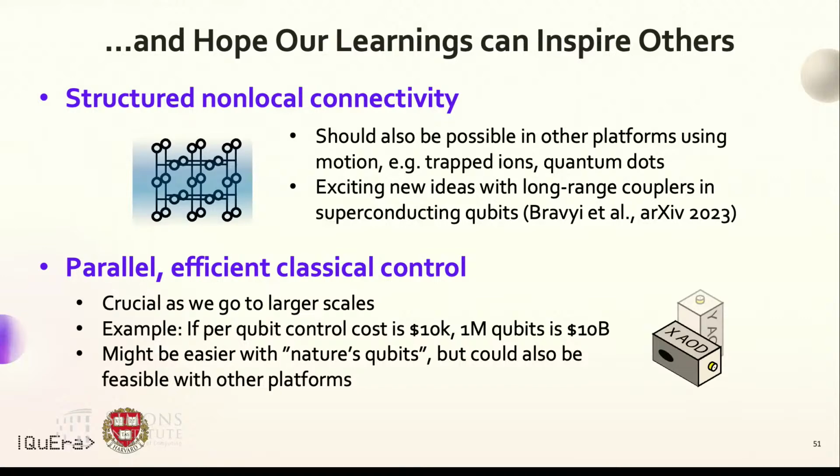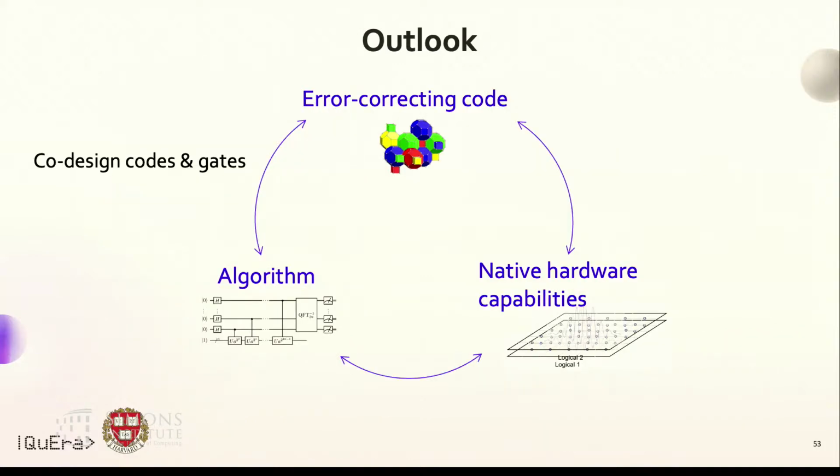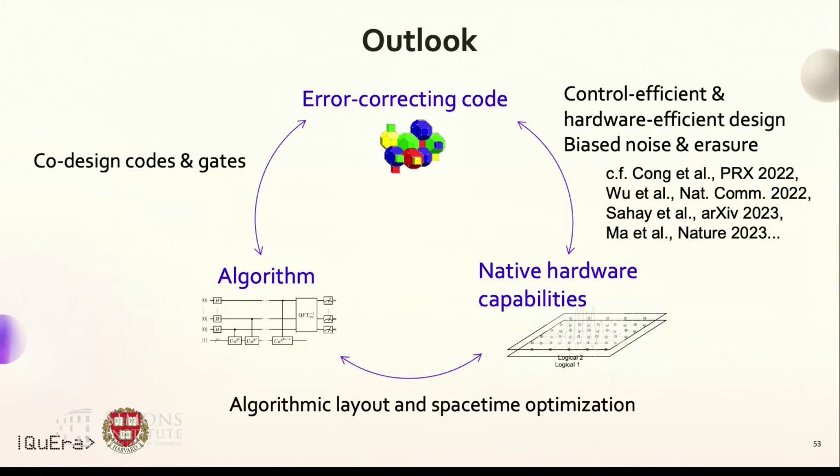So in summary, I told you a little bit about some of our perspectives on where error correction is today and where it might be tomorrow. I'll just flash this slide again from Dolev: there's really a lot we can think about in co-designing these systems, thinking about the error correcting code, but also the algorithm and the native hardware capabilities today and tomorrow. And it will be very exciting to see where the field develops in the next few years.